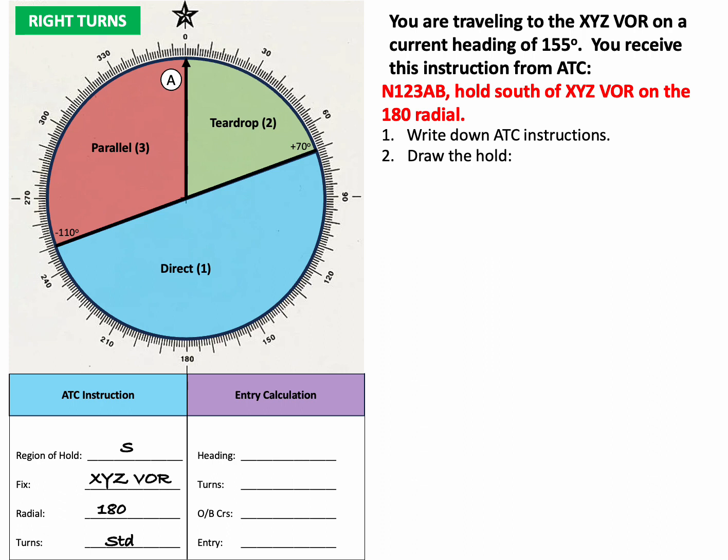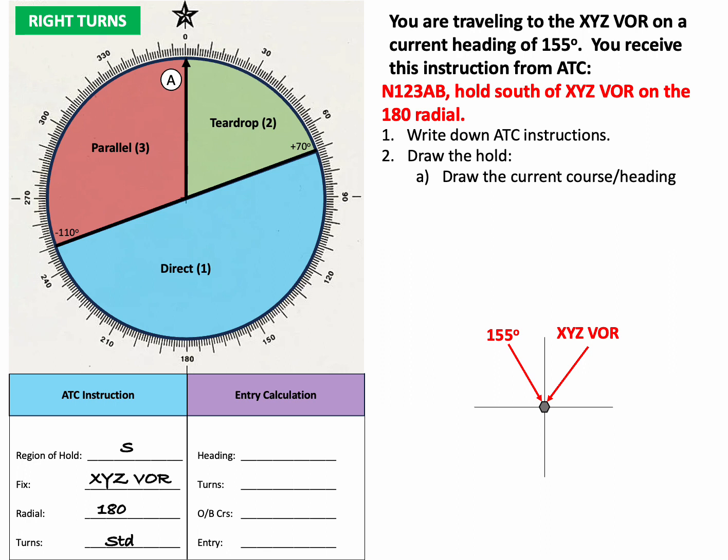The next step is to diagram the hold, and in this case, the XYZ VOR. Draw and label the XYZ VOR. Next, draw the current course or heading to the VOR. Now draw the radial from the VOR. Remember that radials run from the VOR.